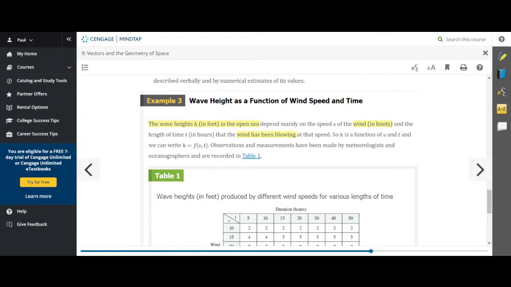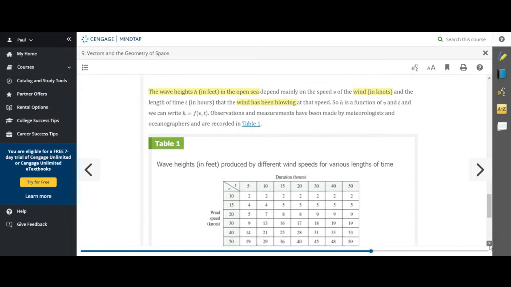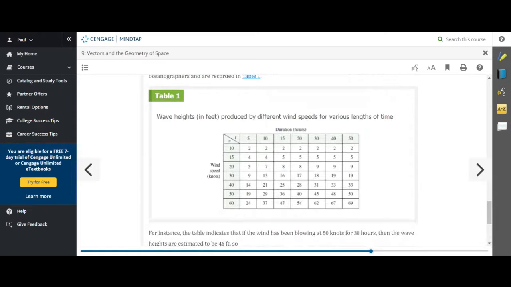Sure, absolutely. And what meteorologists and oceanographers have done is take observations and measurements and produce this little table below. You have the wind speed on the left, and you have the duration on the right. And then in the white boxes are the wave heights. So this is how you read this.